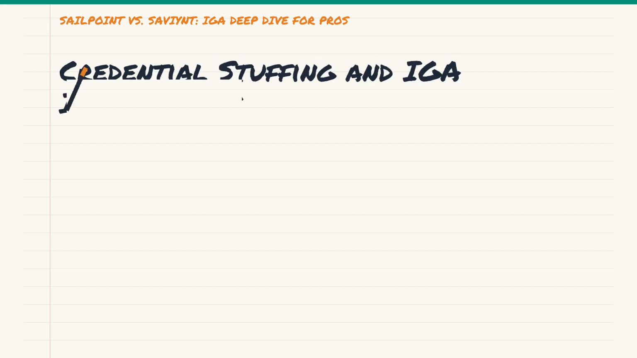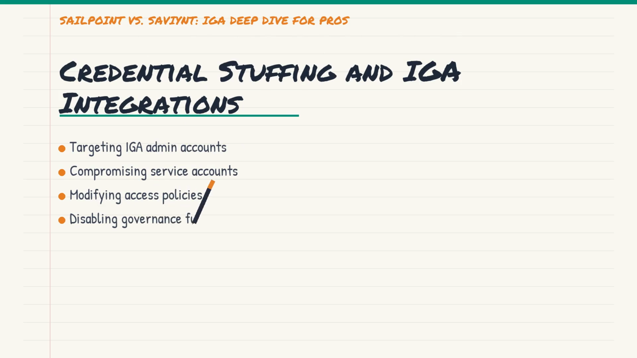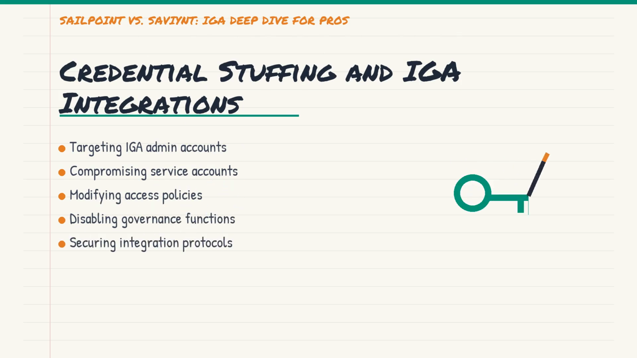Another attack pattern could involve credential stuffing or phishing, targeting accounts that have access to IGA-related systems or connectors. If an attacker compromises an administrative account with access to the IGA console or one of its service accounts used for connecting to target applications, they can cause significant damage. They could potentially modify access policies, grant themselves or others unauthorized access, or disable critical governance functions.